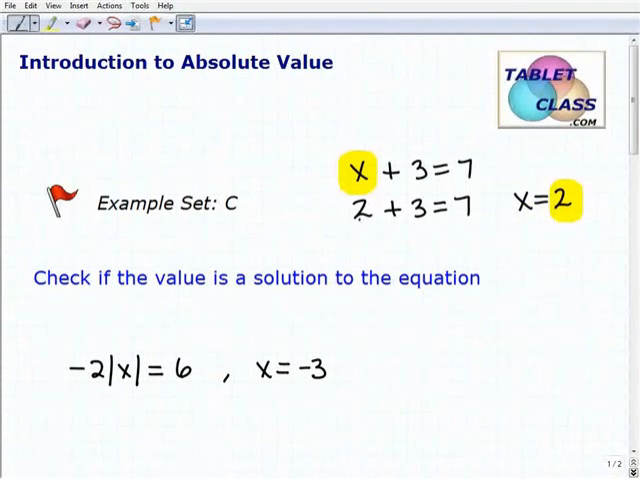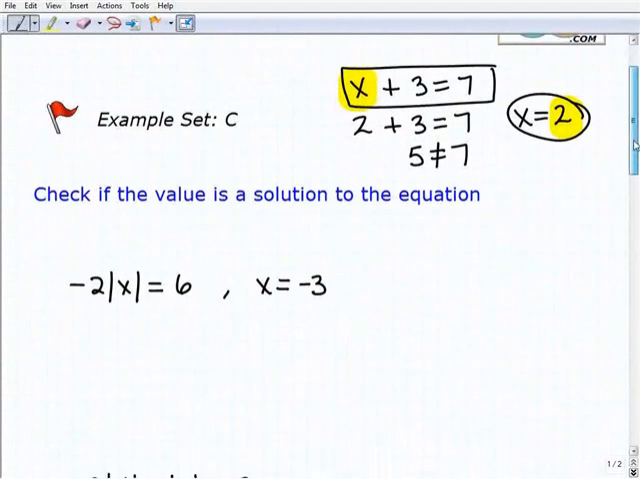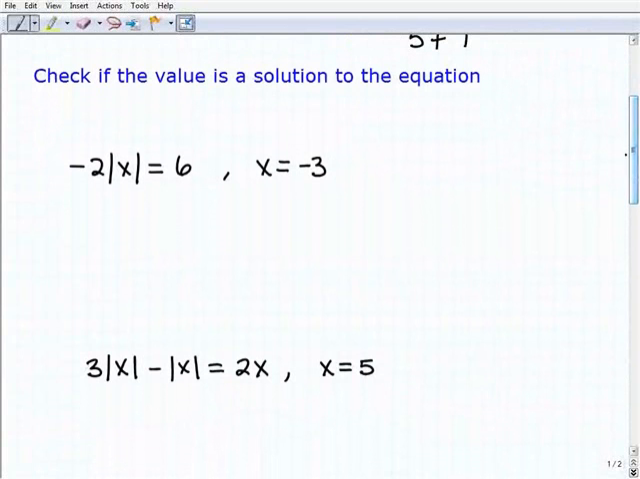So you can see here that we have 2 plus 3, that's 5, and we know that 5 is not equal to 7, therefore x equals 2 is not a solution to this equation. That's the way you check to see if a value is a solution to any equation in mathematics. If you understand that, you should be able to do these problems without too much difficulty. Actually, I think they're pretty easy. But like any math problem, it's easy to make a mistake if you rush and don't show all your steps. So let's go ahead and start with our first one.